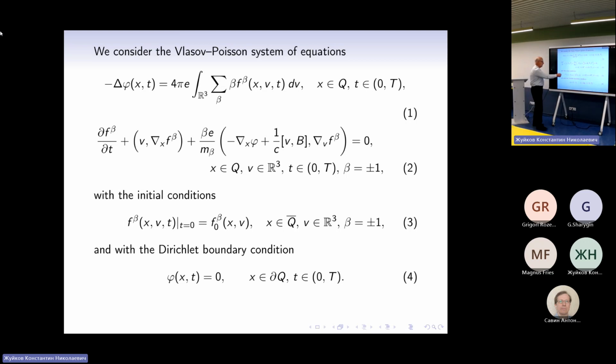In addition, we put initial conditions for t equal to 0 for the density distribution functions, and for phi we put boundary conditions. So on the boundary we have the value of the electric potential.